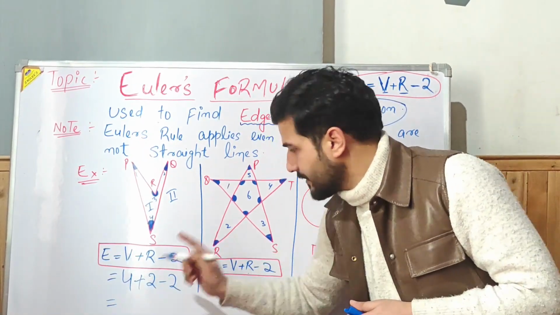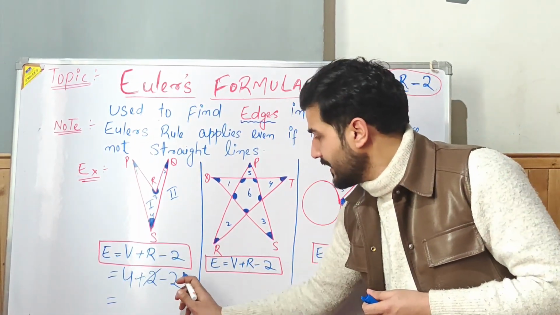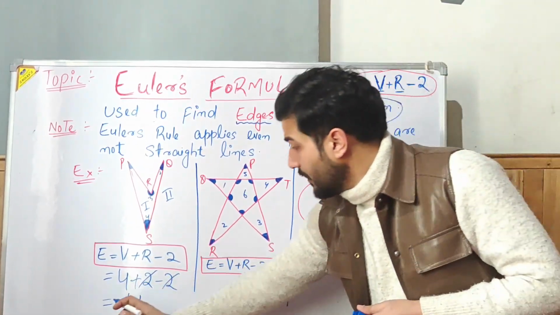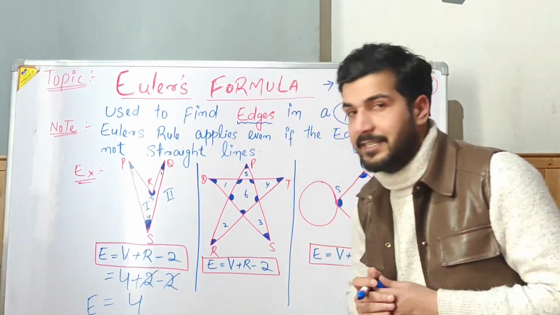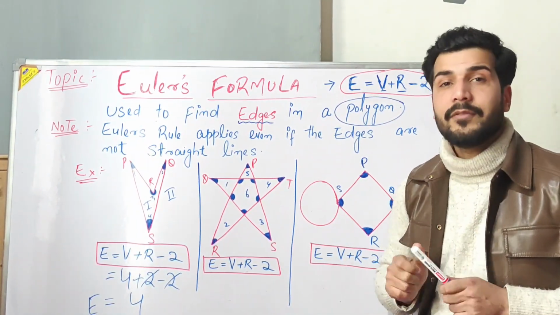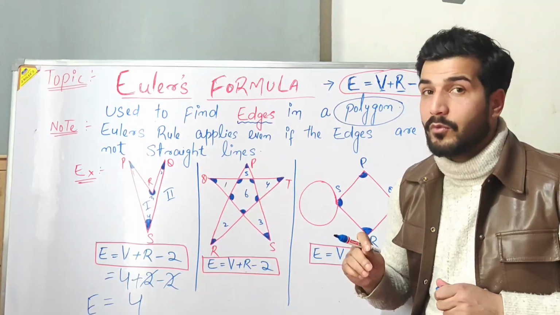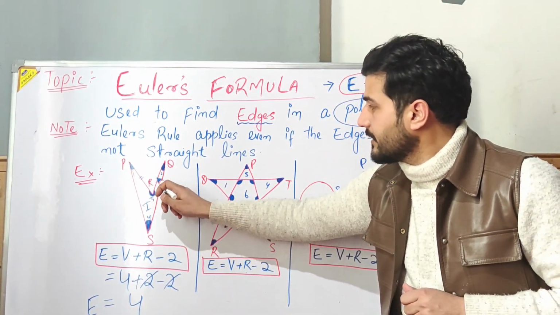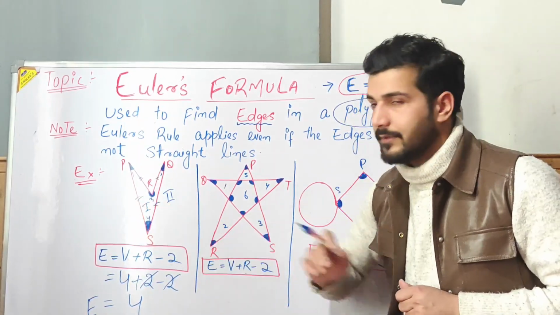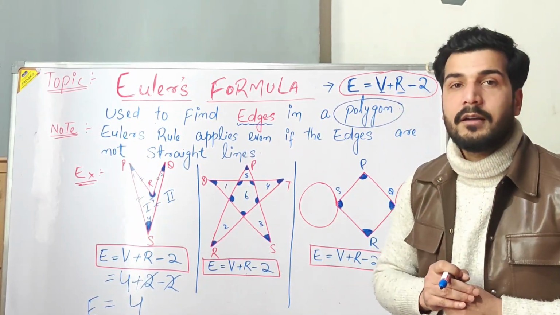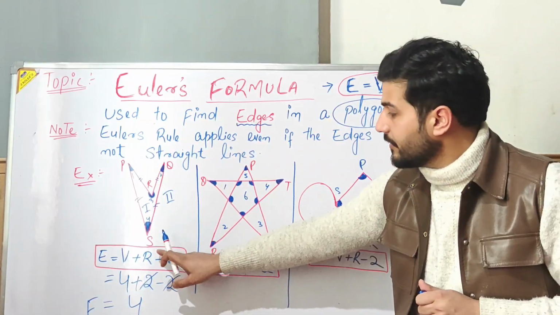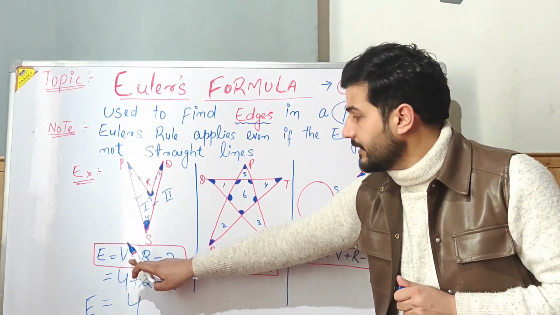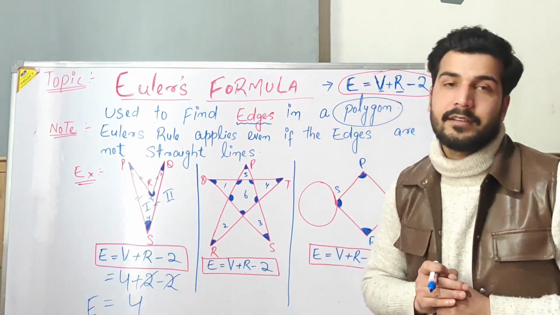So from this, what do we get? This plus 2 and minus 2 will cancel out. So here we will get 4. So what is this 4? This 4 represents the number of edges, right? We will count the number of edges in this concave polygon. This is one edge, this is second, this is third, this is fourth. So from this formula, we are in a position to find the number of edges, provided vertices are given and regions are given, right?